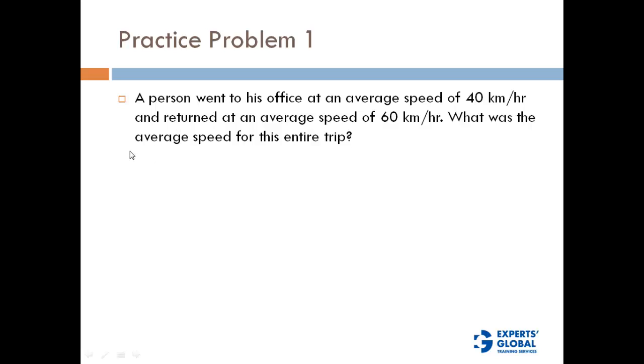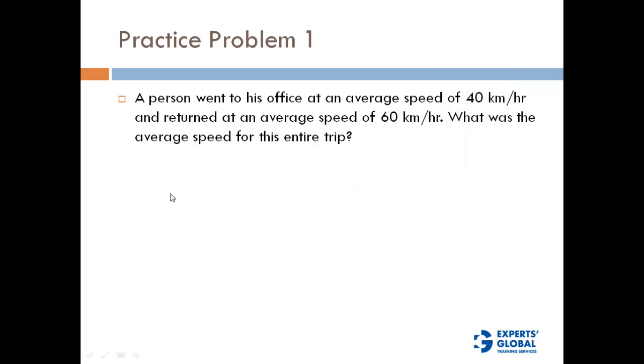A person went to his office at an average speed of 40 kilometers per hour and returned at an average speed of 60 kilometers per hour. What was the average speed for this entire trip? If you are taking the average of 40 and 60, then that is not going to be correct. We'll see why that is not going to be correct.